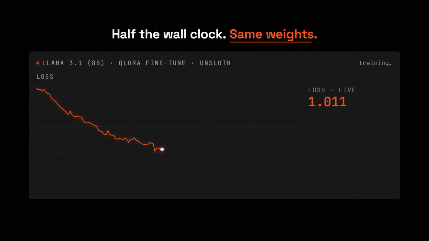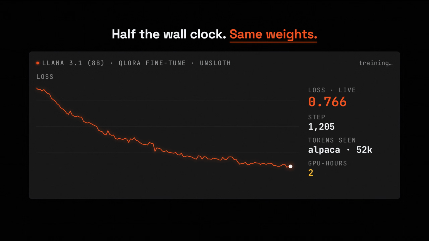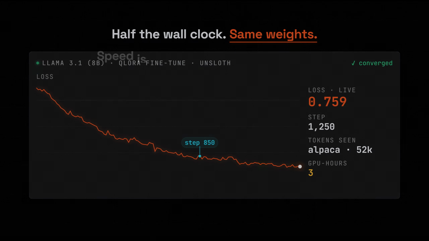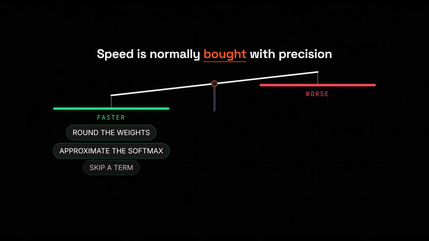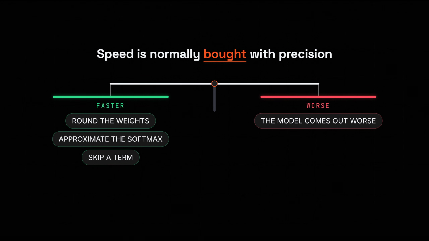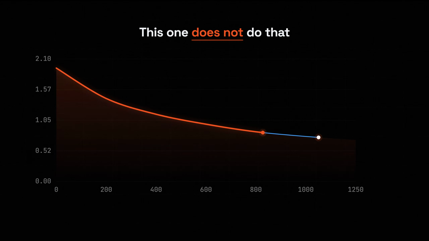2 times faster, 70% less memory, and 0 loss in accuracy, which is the part that should not be possible. Normally, you buy speed with precision. You approximate something, you round something off, and the model comes out a little worse. This one does not do that. Same gradients, same loss curve, same final weights.